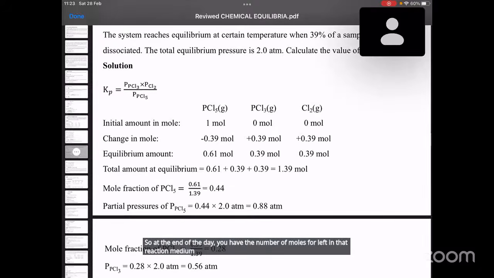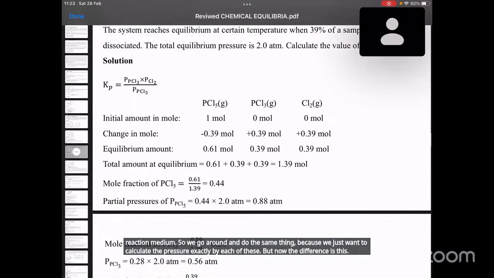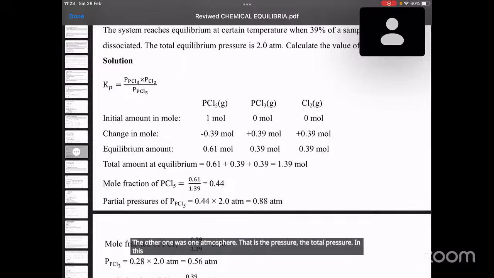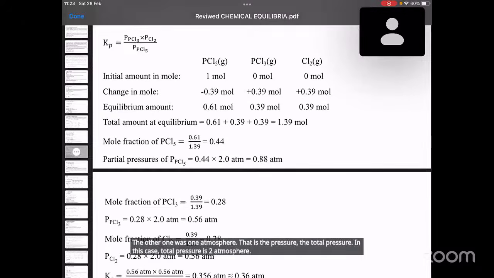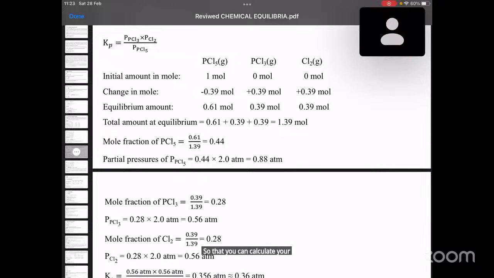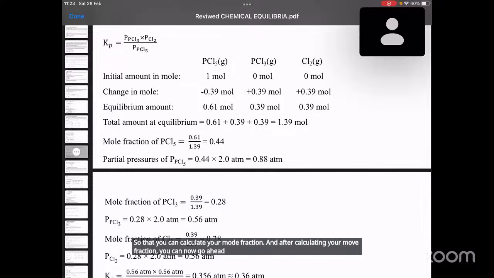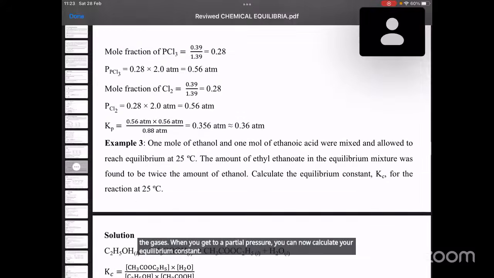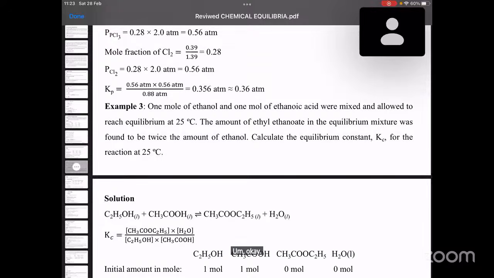We go around and do the same thing because we just want to calculate the pressure exerted by each of these. But now the difference is this: the other one was 1 atmosphere total pressure. In this case, the total pressure is 2 atmospheres, so that you can calculate your mole fraction. After calculating your mole fraction, you can go ahead and calculate your partial pressure for each of the gases. When you get your partial pressure, you can now calculate your equilibrium constant. Okay, another question.